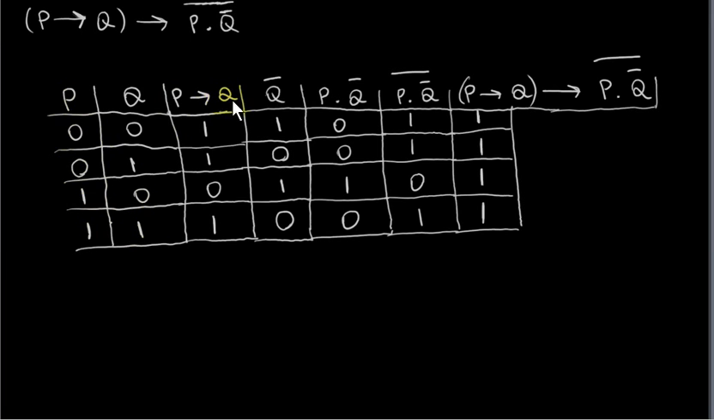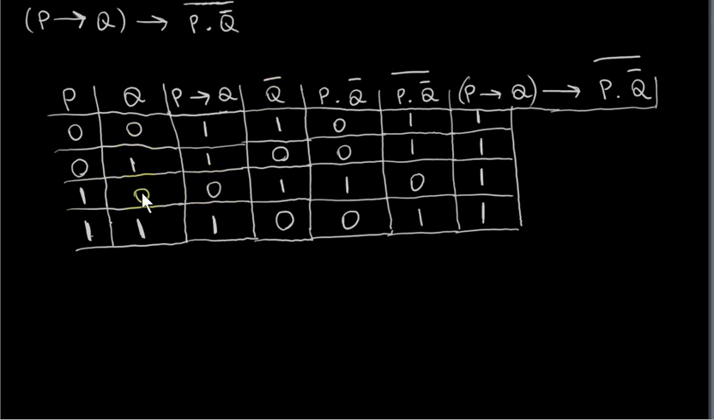Let's look at P implies Q. P implies Q is true if P is false. P implies Q is vacuously true if P is false. So in the first two rows here, we have ones. P implies Q is true if both P and Q are true. So we have 1, 1, and we have 1 here. And the only time it's false is when P is true and Q is false. So we have 1, 0, 0.